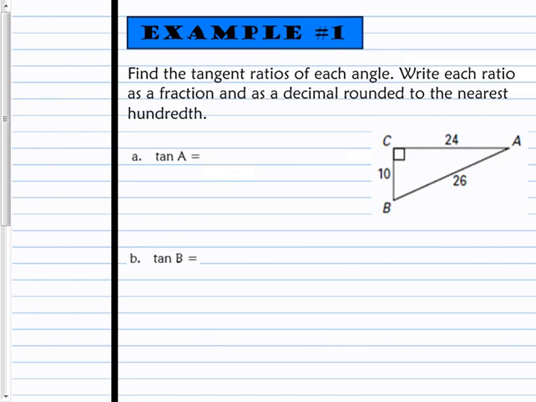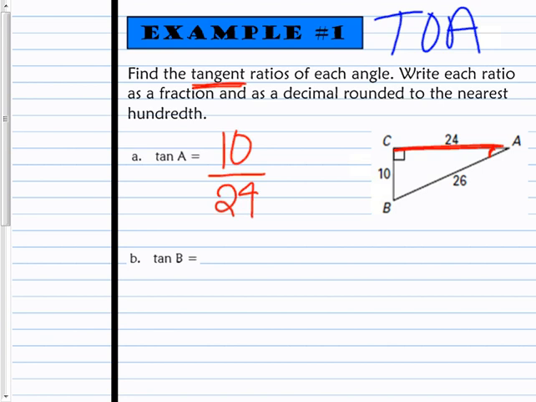So find the tangent ratios of each angle. Write each ratio as a fraction and as a decimal rounded to the nearest hundredth. So again, I'm going to write the phrase TOA up here. So tangent is opposite over adjacent, because we're actually finding the tangent ratio. So tangent A. So we're looking at angle A. So the side that's opposite angle A is 10. The side that is adjacent to angle A is 24.